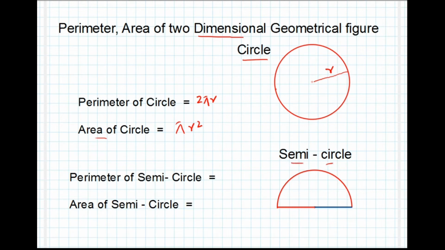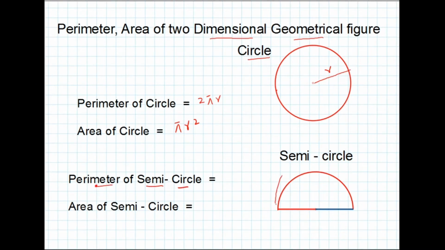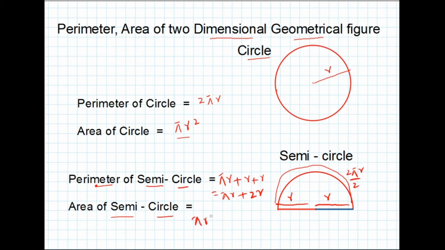Next shape of circle is the semicircle having radius r. Perimeter of a semicircle, or the circumference of a semicircle, is equal to pi r plus r plus r, is equal to pi r plus 2r. Area of a semicircle is equal to pi r square divided by 2 because it is a semicircle.